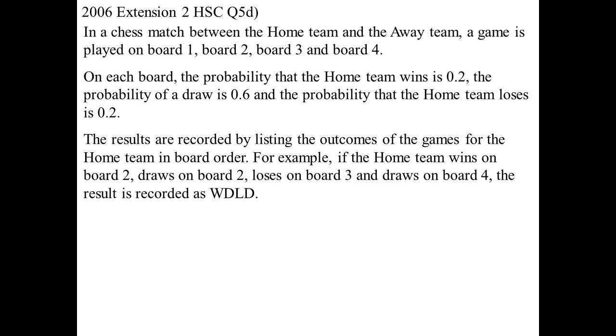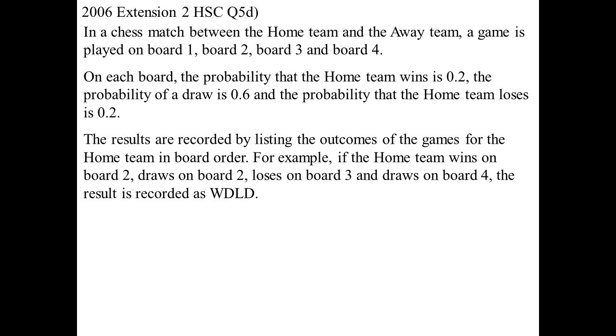Another extension 2 question. This one was a beauty. Follow this one carefully. In a chess match between the home team and the away team, a game's played and there are 4 different boards. On each board, the probability that the home team wins is 0.2, the draw is 0.6, and the home team loses, in other words, the away team wins, is 0.2. Now they record their results down. And the way they record it down is simply writing a W, D or an L, win, draw or a loss.